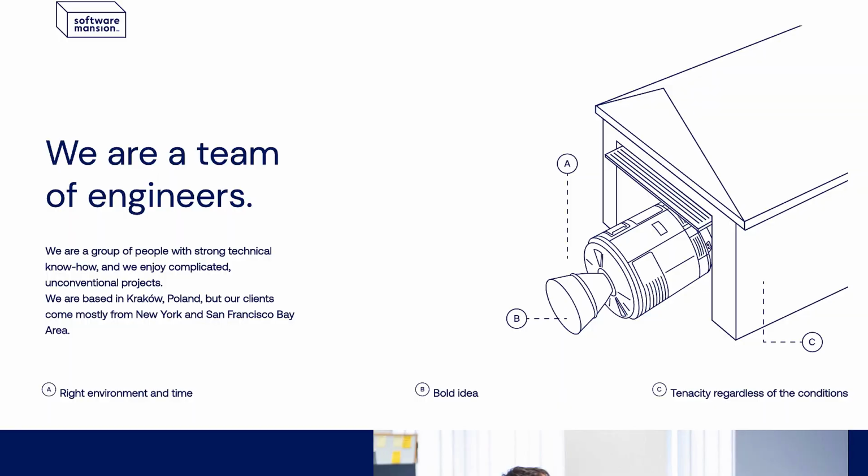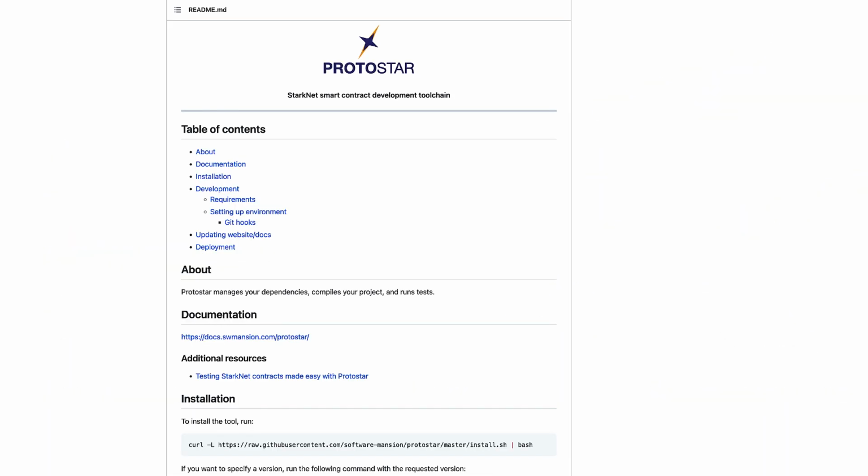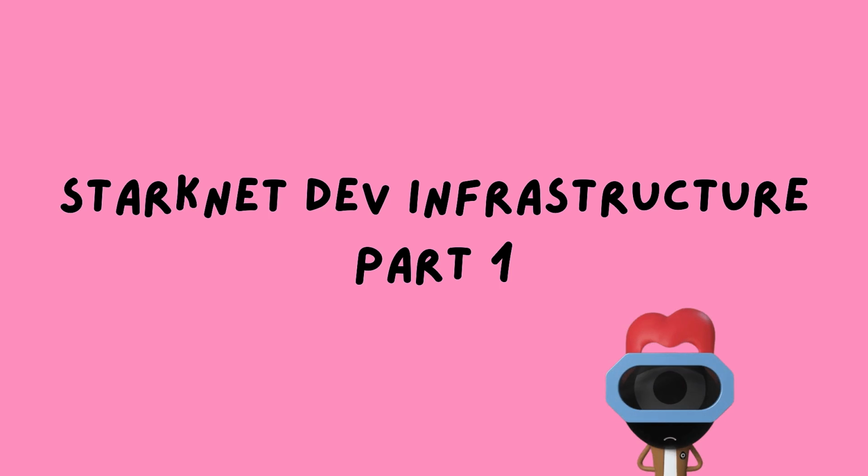We also have Software Mansion, a dev lab which produced Protostar, a development and testing toolchain that helps devs in the crucial phase of smart contract development and battle testing. And Protostar is a very useful suite of tools that gets updated and upgraded very frequently by the guys at Software Mansion.